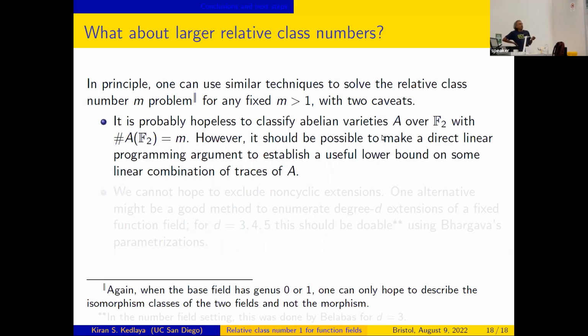One is that you're not going to classify abelian varieties over F2 with a fixed order. That's just a mess. But you should be able to get a useful lower bound on some linear combination of traces under the assumption that the order of the abelian variety is fixed. So that would be an interesting thing to work out. It probably won't be as sharp as for m equals 1, but if it's good enough, you might be able to solve some small m cases using this approach.